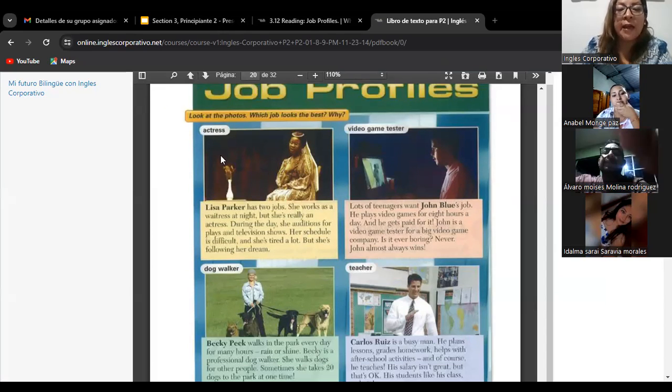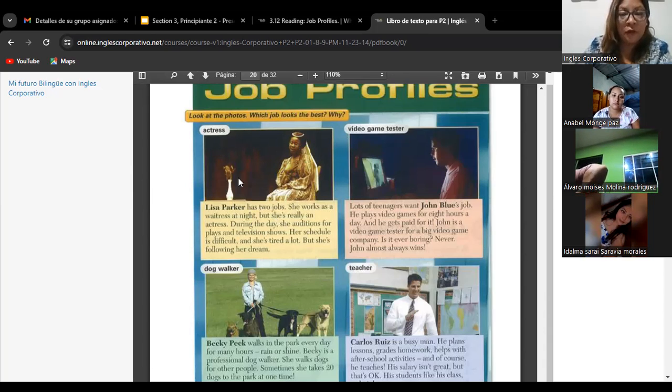Okay, we have an actress, a video game tester, a dog walker, and a teacher. And we have some characteristics to all of these jobs. Okay, what can we say about being an actress? What characteristics can you find here? Or what adjectives did you observe or listen to in the reading?